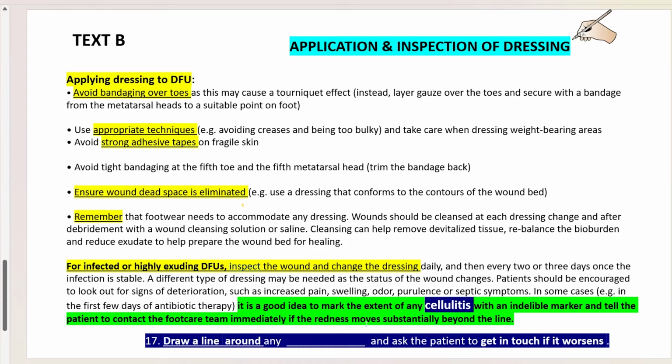Yeah, it's okay. So if the redness moves substantially beyond the line, so usually what we are practicing, if a patient has this cellulitis problem, we will definitely mark it. Then only we'll understand if the cellulitis or the redness, whatever it is, is increasing or not. So what we are practicing in our nursing life, the same thing, right? So it is a good idea to mark the extent of any cellulitis. What is the answer then? Draw a line around any cellulitis and ask the patient to get in touch if it worsens. So tell the patient to contact the foot care team immediately if the redness moves substantially beyond the lines. The same thing, but completely paraphrased. Okay. Hope it is understood.